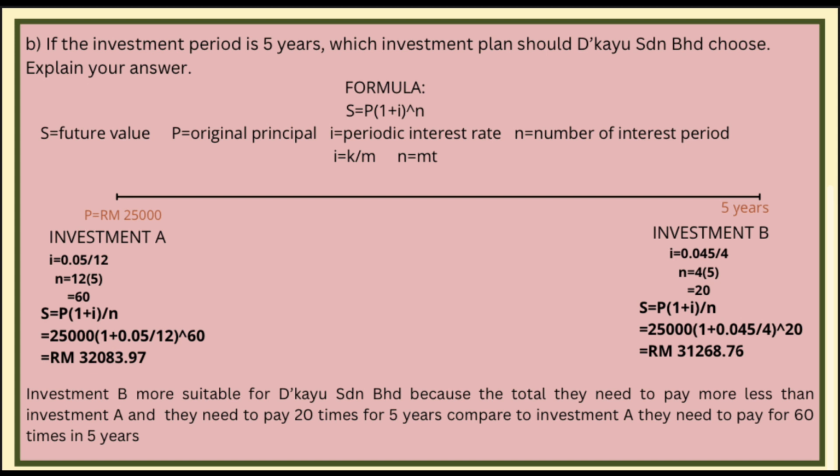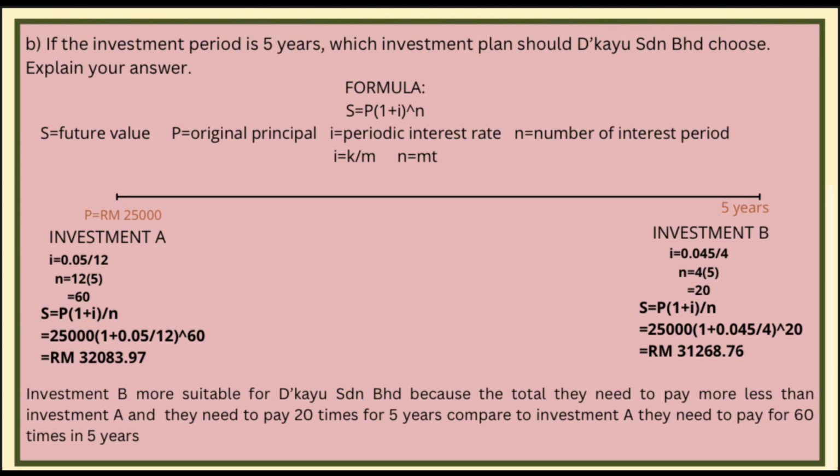The calculation for investment A is I equals 0.05 over 12 and N equals 12 multiplied by 5. So S equals 25,000 (1 plus 0.05 over 12) to the power of 60, and the total is 32,083.97. Okay, for investment B, I equals 0.045 over 4 and N equals 4 multiplied by 5.